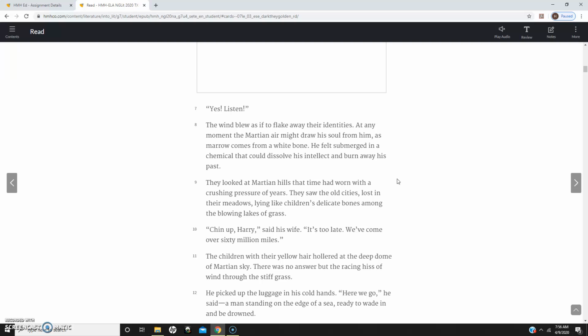Yes, listen. "The wind blew as if to flake away their identities. At any moment, the Martian air might draw his soul from him, as marrow comes from a white bone. He felt submerged in a chemical that could dissolve his intellect and burn away his past." Oh, a lot of figurative language within paragraph 8 here. "He looked at Martian hills that time had worn with a crushing pressure of years. They saw the old cities lost in their meadows, lying like children's delicate bones among the blowing lakes of grass. 'Chin up, Harry,' said his wife. 'It's too late. We've come over 60 million miles.'" Oh, so they're traveling from world to world here.